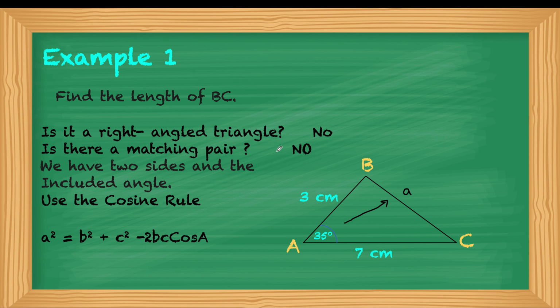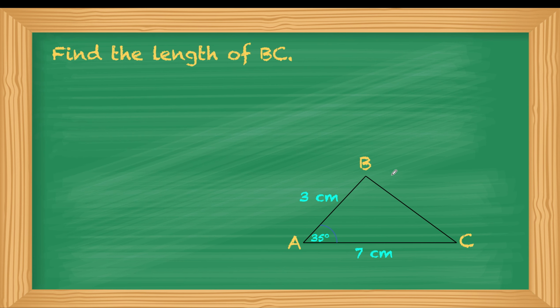Now, if we are to have a matching pair, it simply means that we would have the angle for B and the length for B. We'd have the angle for A and the length for A. We'd have the angle for C and the length for C. Thus far, I'm not seeing a matching pair, so we don't have any. But however, we have two sides and we have an included angle, so we will go ahead and use cosine rule. And remember, we are finding the length of A. So let's find BC, or let's say common A.